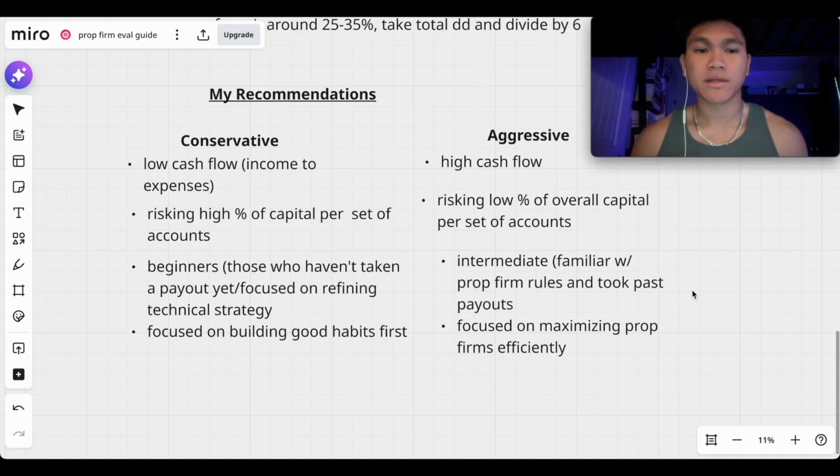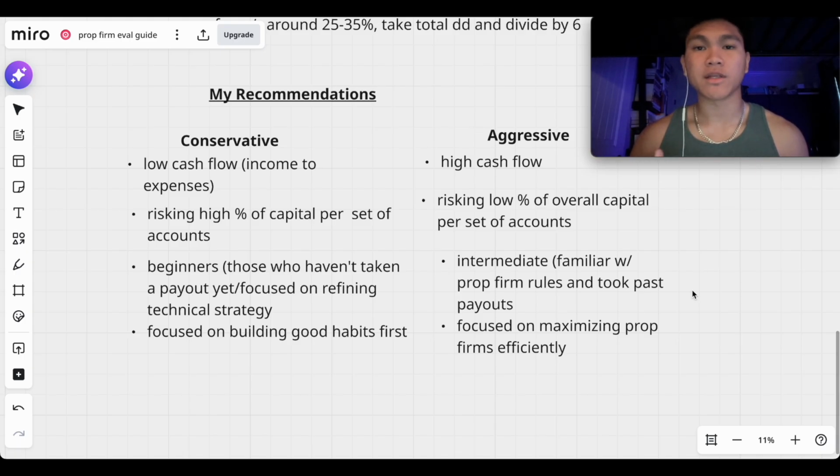I also recommend it for those of you who are risking a high percentage of your capital per set of accounts. So if you have a trading account of $10,000 and you're planning to risk almost $1,000 per set of evaluation accounts in order to get funded, then I recommend that you take the conservative approach because that is how you're going to increase the odds that you actually pass those accounts.